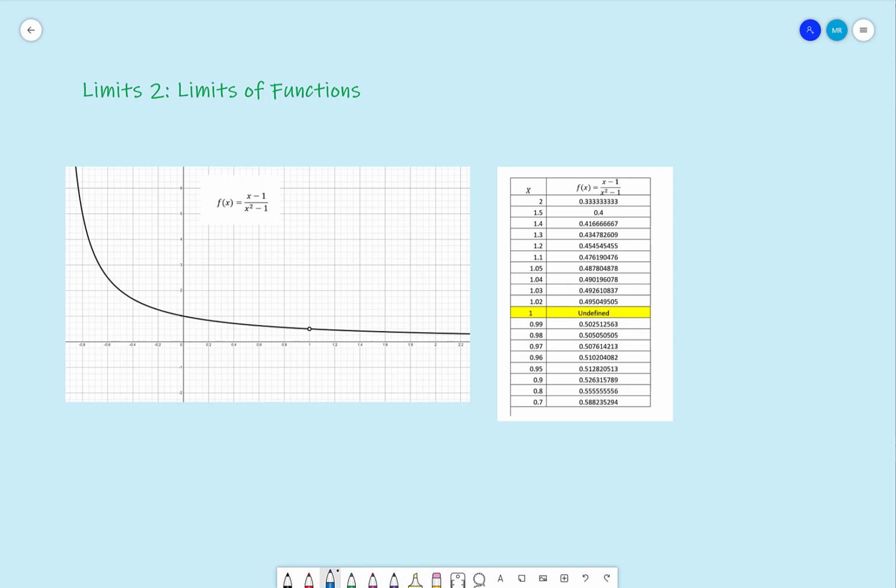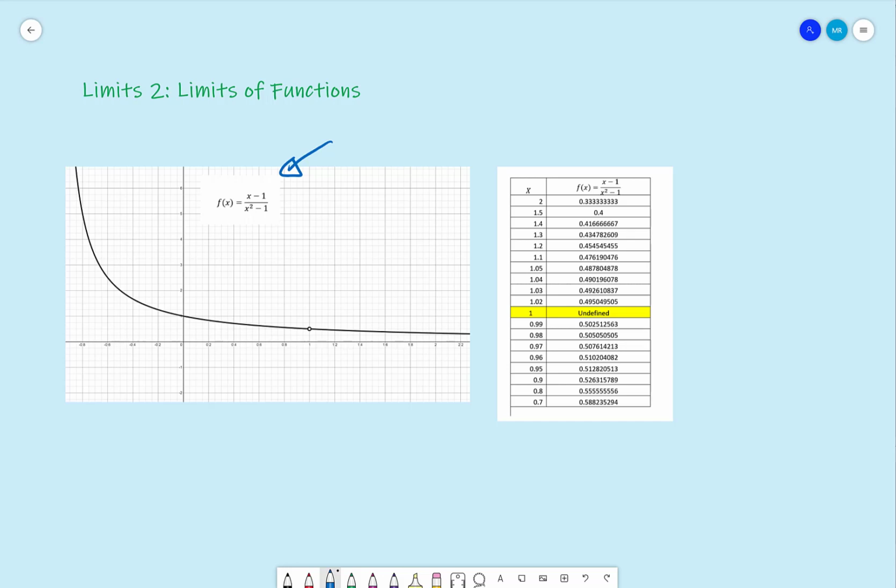So we're on our second video that is dealing with limits of functions. And in this video, we will look at another example and use that example to understand the formal definition of what the limit of a function is. And so in this video, we will focus on this specific function, the function f of x equals x minus 1 in the numerator divided by x squared minus 1.